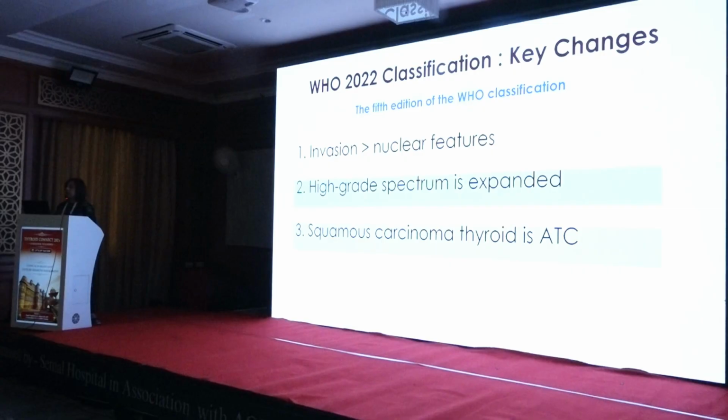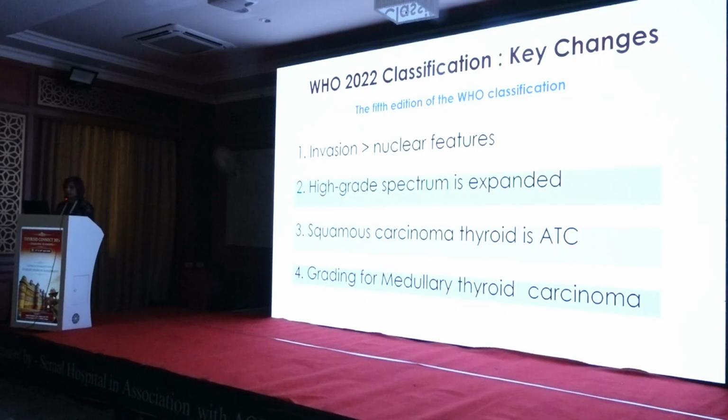Then the squamous carcinomas of thyroid, they behave like anaplastic thyroid carcinoma. So if there is a squamous carcinoma that is arising in the thyroid, that is an anaplastic carcinoma. Now we know that anaplastic carcinoma has to be treated urgently and also has targeted treatment. So these patients should not miss that treatment because they are labeled as squamous carcinoma. A squamous carcinoma arising in thyroid is anaplastic thyroid carcinoma.